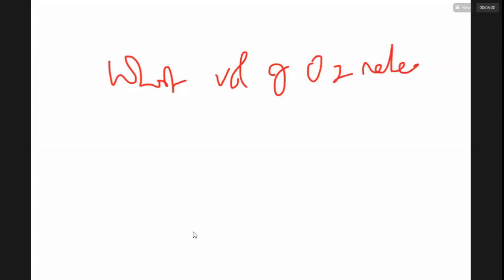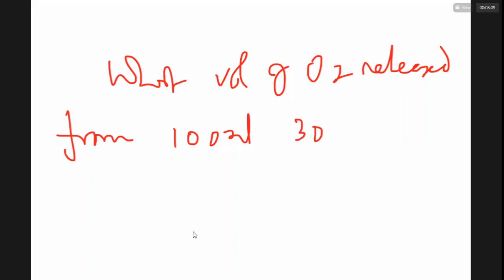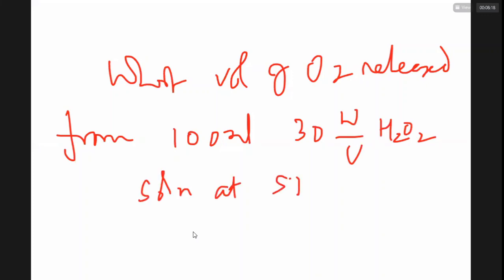Try to do this problem. What volume of oxygen is released from 100 ml of 30 W by V H2O2 solution? Try to solve this problem. Here, this time they gave not V by V, they gave weight percentage: 30 W by V percent.